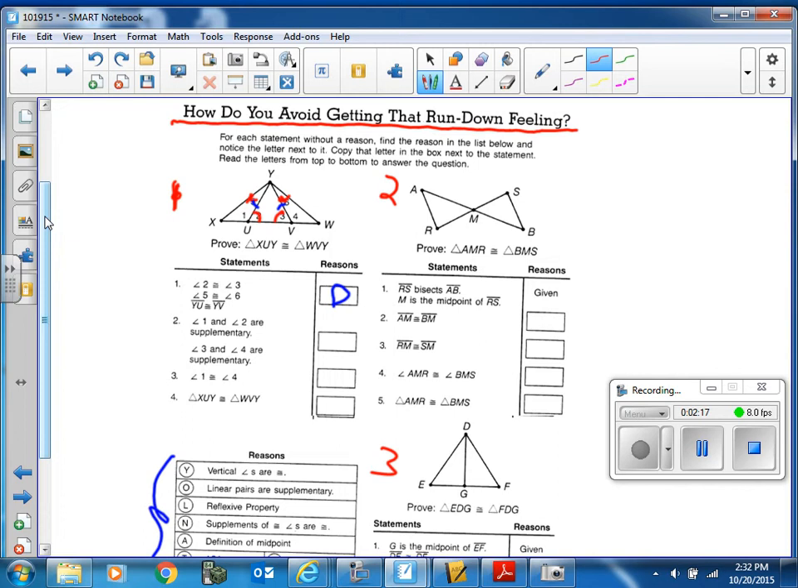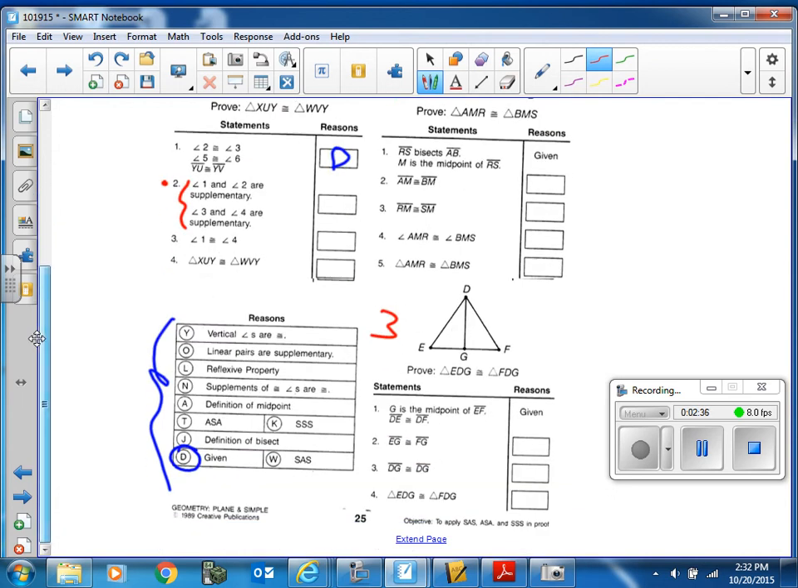Our next statement is statement 2. Angle 1 and angle 2 are supplementary. Also, angle 3 and angle 4 are supplementary. Well, look at angles 1 and 2, and 3 and 4. These two angles create a straight line, and 3 and 4 create a straight line. Go down to our reasons. Think to yourself, which one of these could be the reason?